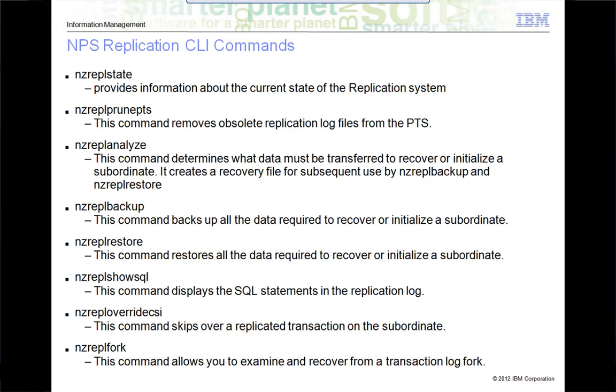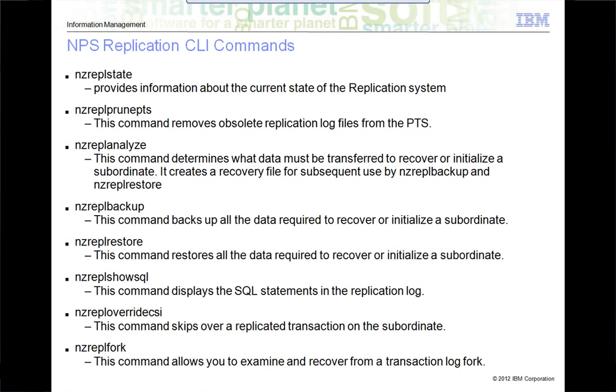NZRIPL analyze command determines what data must be transferred to recover or initialize a subordinate node. It creates a recovery file for subsequent use by NZRIPL backup or NZRIPL restore. You can use the NZRIPL backup command to back up all the data required to recover or initialize a subordinate node. And the corresponding command is NZRIPL restore. The command restores all the data required to recover or initialize a subordinate node. NZRIPL show SQL, you can use this command to display SQL statements in the replication log.